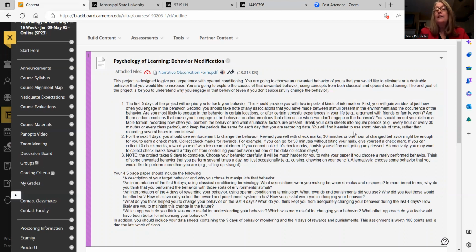And you're going to write each of these down every time you do the behavior. Hopefully you're doing it about 4 or 5 times a day for 5 days. So now you're going to have between 20 and 25, what I'm going to call data points. In other words, a line on the narrative observation form where you have performed this behavior between 20 and 25 times in this 5-day period.